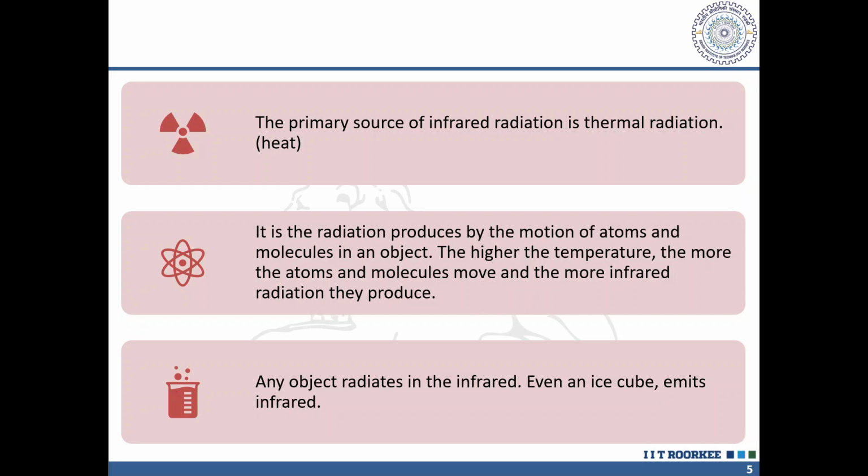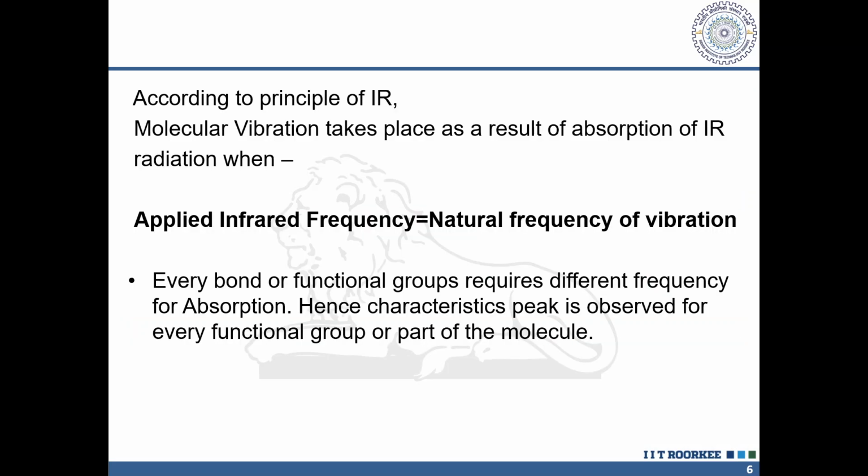So friends, the primary source of infrared radiation is thermal radiation. It is radiation produced by the motion of the atoms and molecules in an object. The higher the temperature, the more the atoms and molecules move, and the more infrared radiation they produce. Any object radiates in the infrared, even an ice cube. According to the principle of IR, molecular vibration takes place as a result of absorption of IR radiation, when the applied IR frequency is equal to the natural frequency of vibration. So every bond has some frequency for absorption, and hence the characteristic peak observed is different for every functional group.